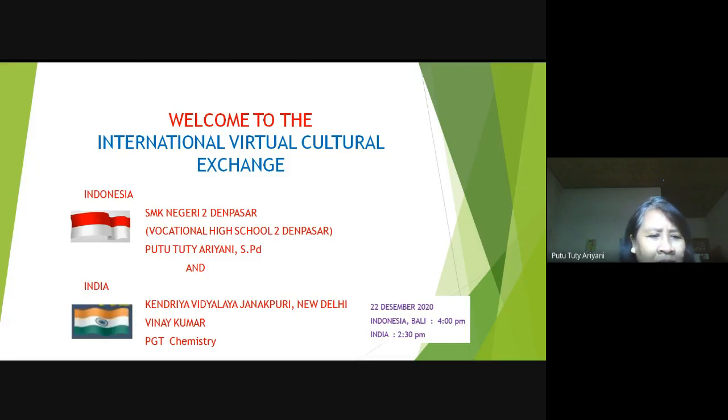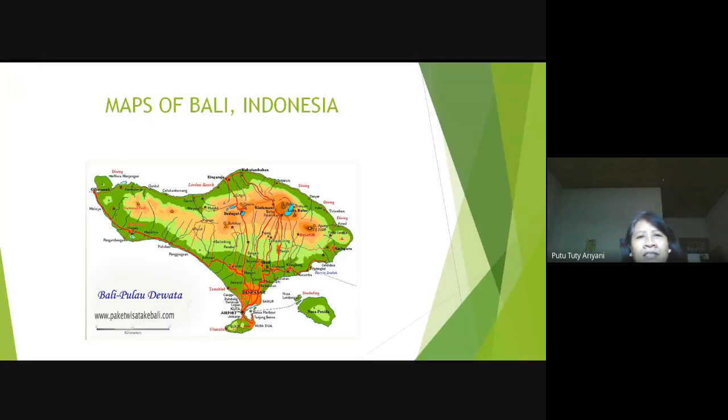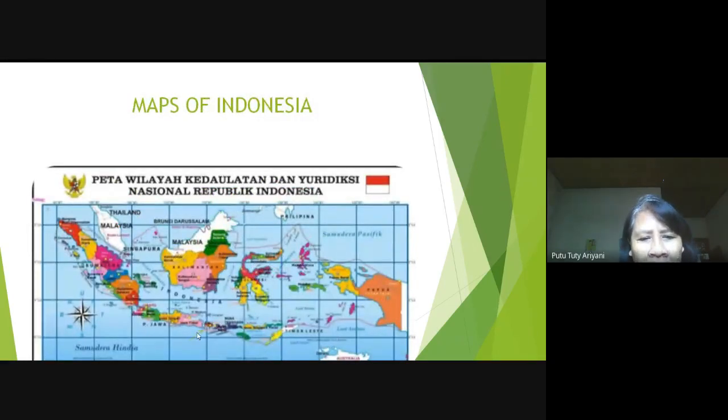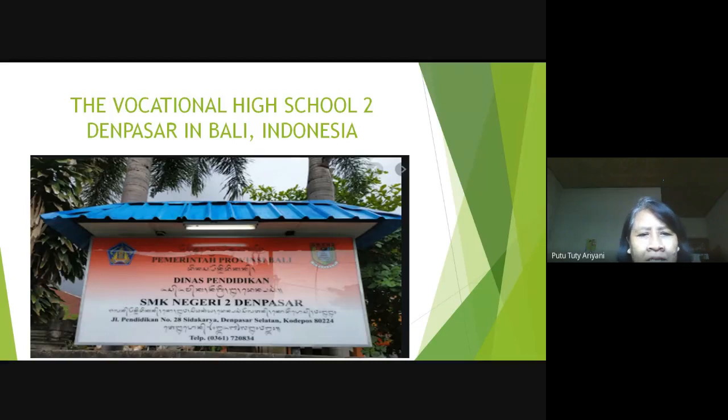Okay, this is a map of Bali, Indonesia. So Bali is a part of Indonesia. This is our map, and we are in Denpasar. Denpasar is the capital city of Bali. And this is the map of Indonesia, and we are here. It's a very small island. There are many islands, and our capital city Jakarta is here, in Java Island. This is our vocational high school, in Denpasar, Bali, Indonesia.